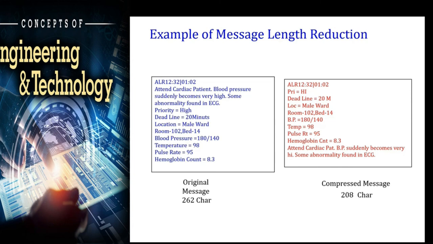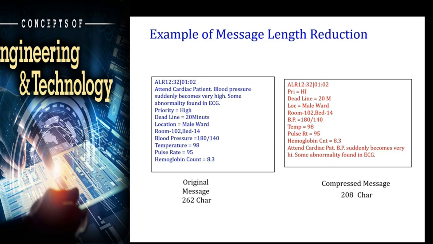So this is the original message we have, with almost 262 characters. This is the original information, and we want all this information. If you are sending to a PDA or mobile devices, we want to reduce the characters. So it's reduced to 208 characters. We can give the information that the alert is given, the priority is very high, what is the deadline, which locations we have, what is the count, then the required information. Few pieces of information are kept here. So you need to understand that.